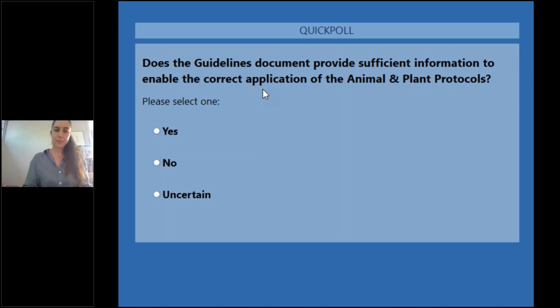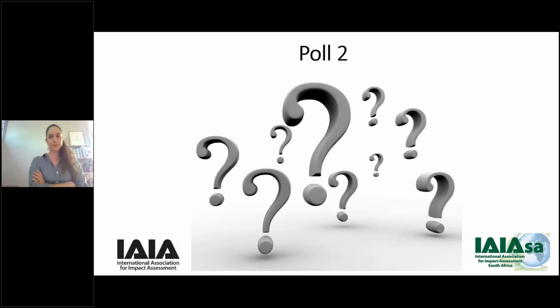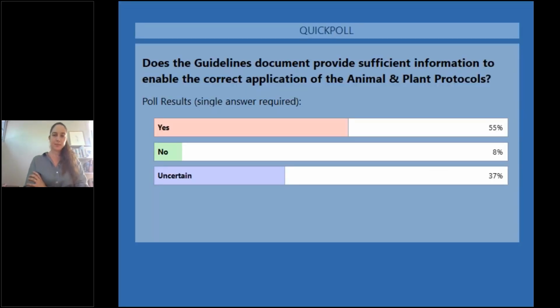Again, does the guidelines document provide sufficient information to enable the correct application of the animal and plant protocols? We'll give that another 3 seconds and close. Share. The answer with 55% response is yes. Then 8% of no, and 37% of uncertain.